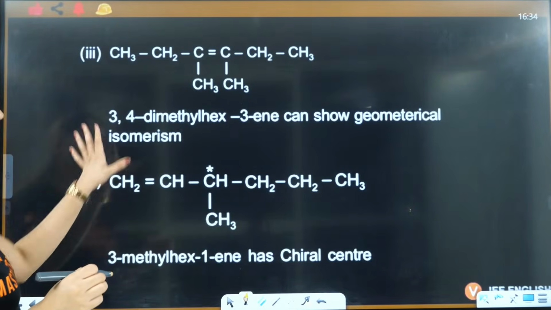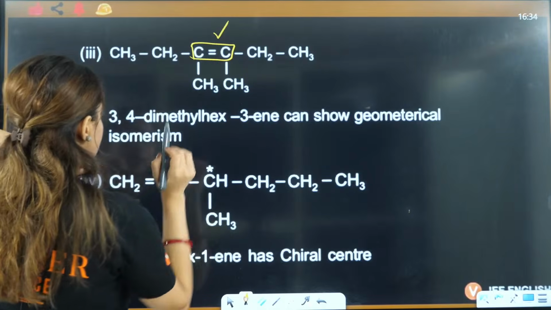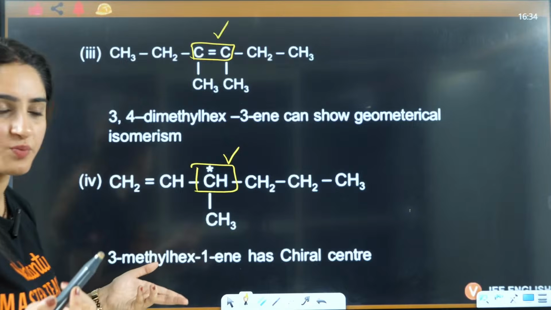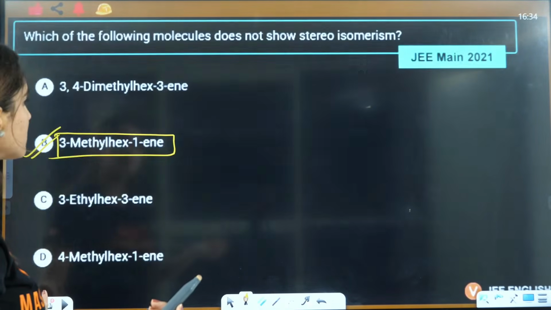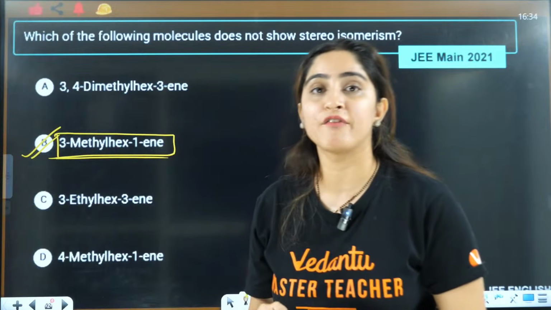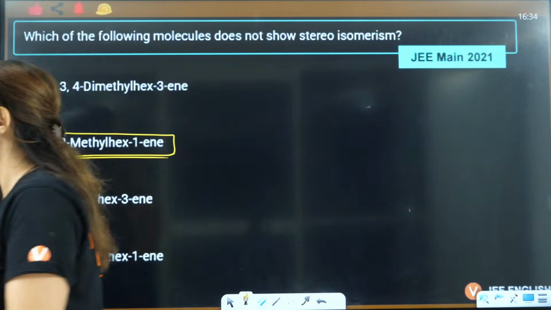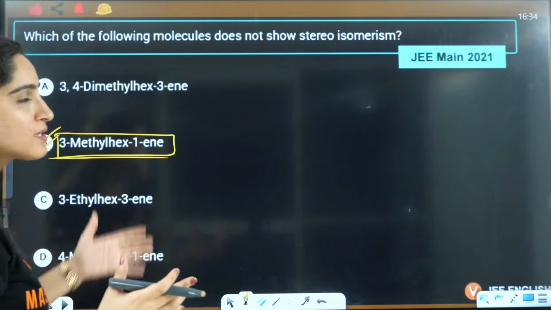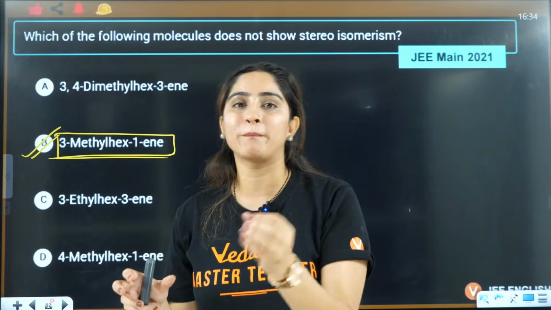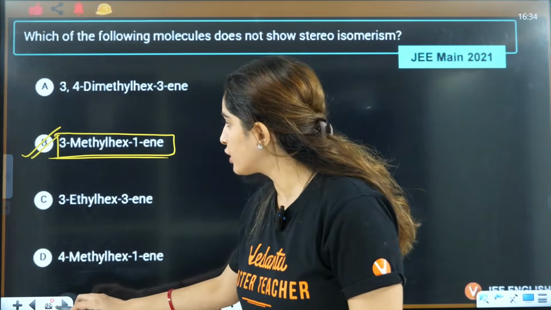Let's talk about the other compounds. This has GI, this exists. This has a chiral center, so this also shows stereoisomer, right? So that means this is the only one which does not have any GI, or any optical isomer or any chiral center. Basically, for a stereo center, you should have either a GI site or an optical site. That means a chiral center you should have, right? Either of them will work.